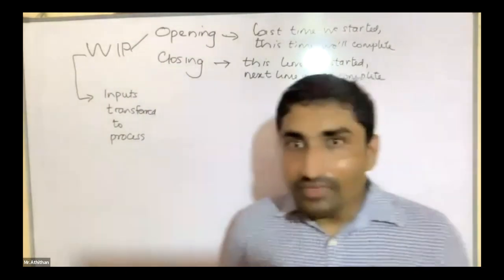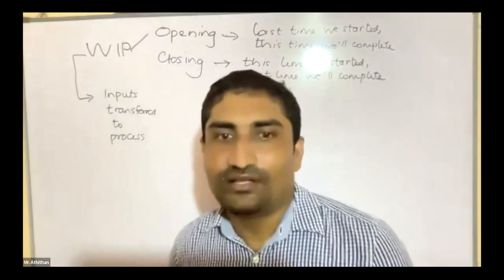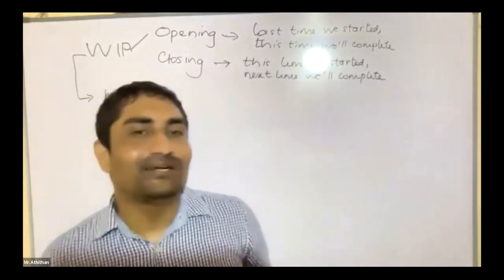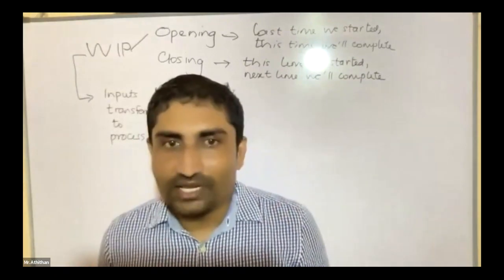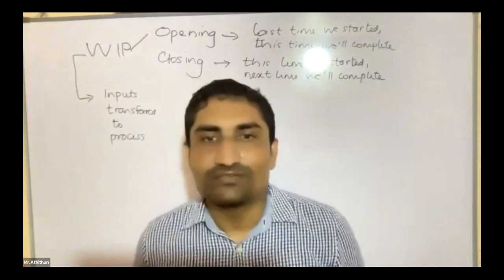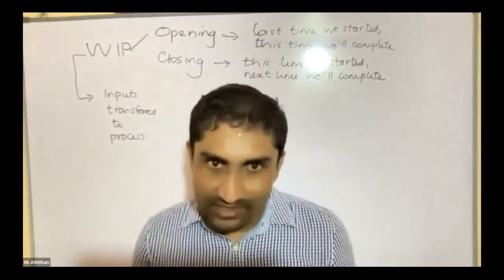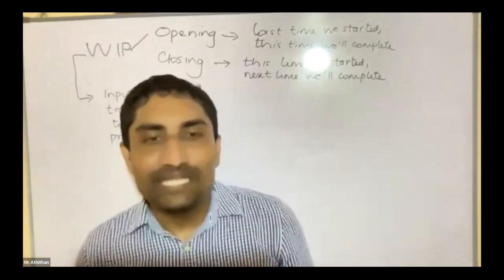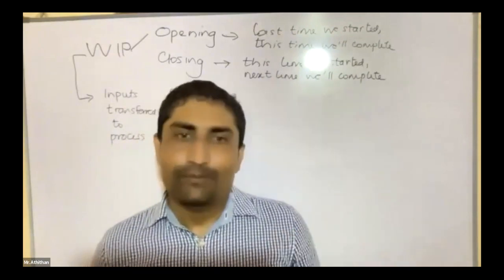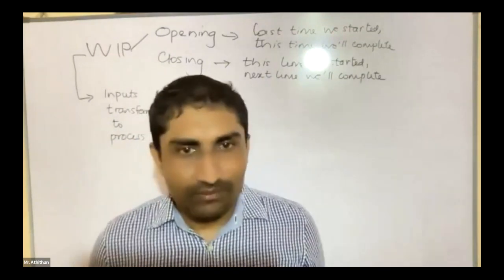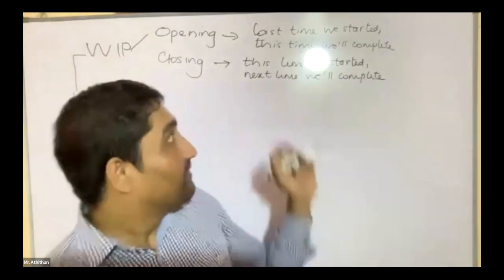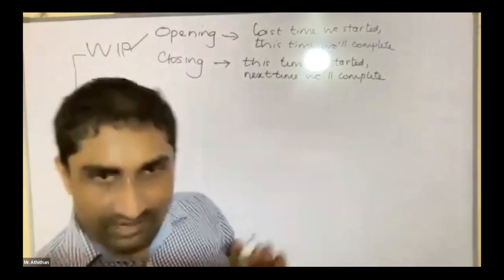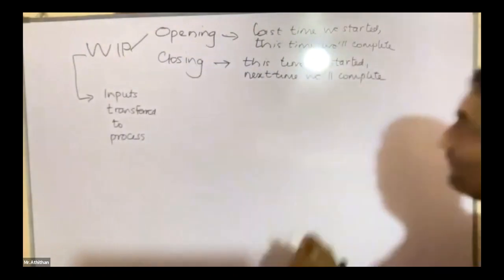Right. This month we have started the process, but we didn't complete. இந்த மாதம் உற்பத்தி ஆரம்பிச்சிருக்கோம், ஆனா அதை நிறைவு செய்ய முடியல. So அடுத்த மாதம் நிறைவு செய்யும். Since we have started but not completed, that is incomplete or work in progress. Next time, next month, they will do it, right?